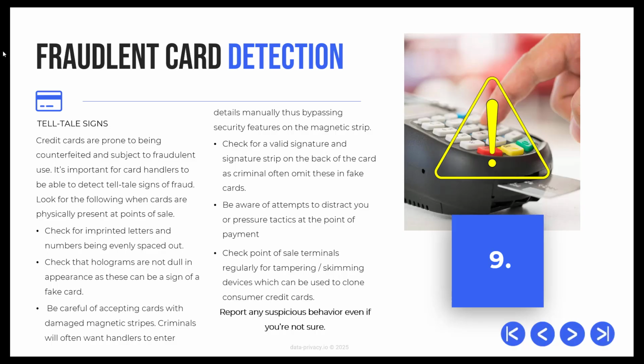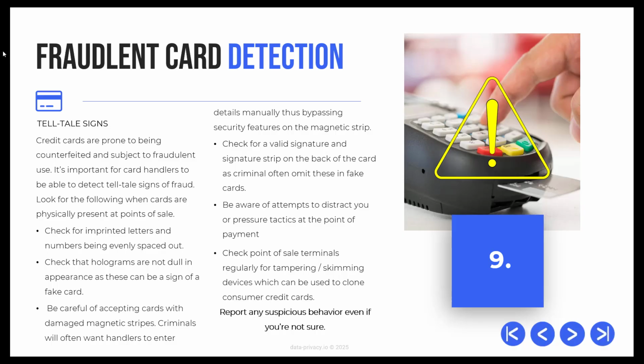Well, look for the quality of imprinted characters on the card to ensure they are evenly spaced out and of the same depth. Next, look at the quality of the hologram to ensure that it's not dull or faded, as this can be a sign of illicit copying, similar to what you might see on a fake watermark on currency. Then be aware of deliberately damaged magnetic stripes, which may be used as a ruse to get you to enter card details manually, thereby bypassing security controls.